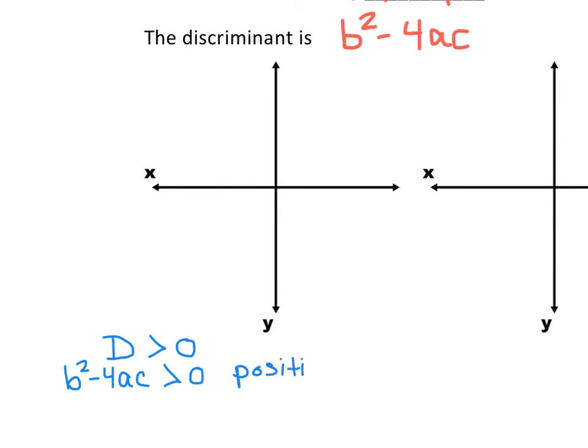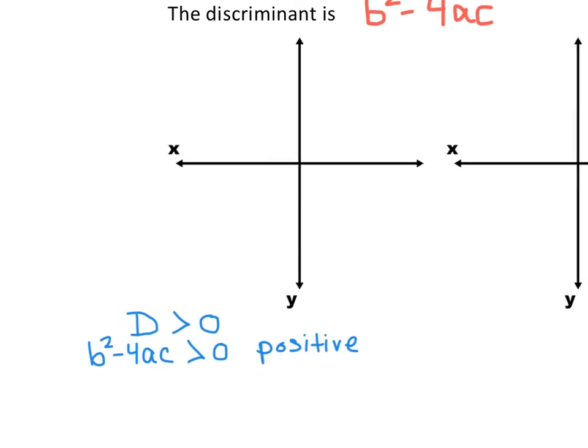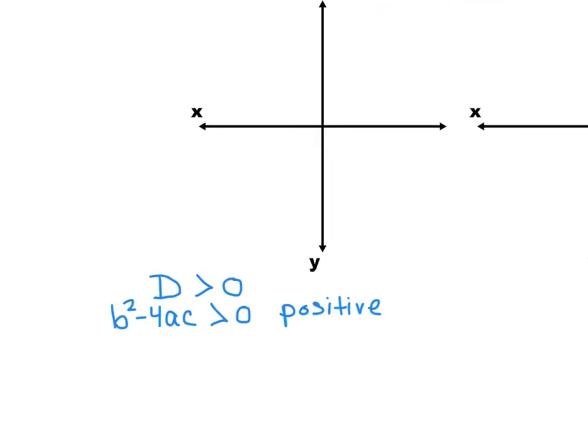So if that discriminant is positive, we are going to have two real solutions. In other words, two x-intercepts that go right through that x-axis. Graphically, that's going to look like either an upward facing U or a downward facing U, but ultimately it's going to have two x-intercepts here going through that real number line, which is what the x-axis is.